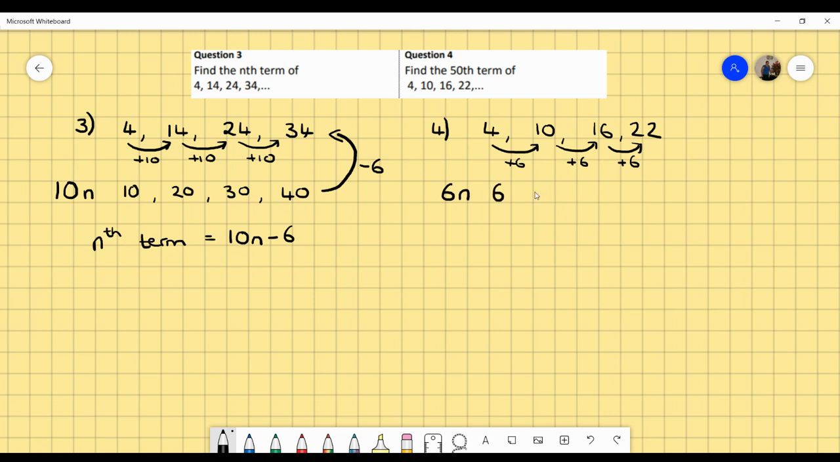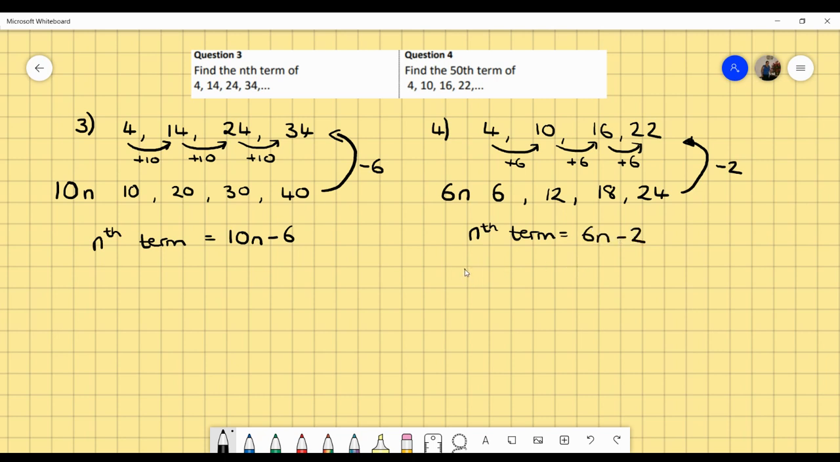And my 6 times table is 6, 12, 18, 24. And then I need to think about how do I get from the 6 times table to my sequence. To get from 6 to 4, I subtract 2. To get from 12 to 10, I subtract 2. So there is my pattern. So my nth term at this point is 6n take away 2.